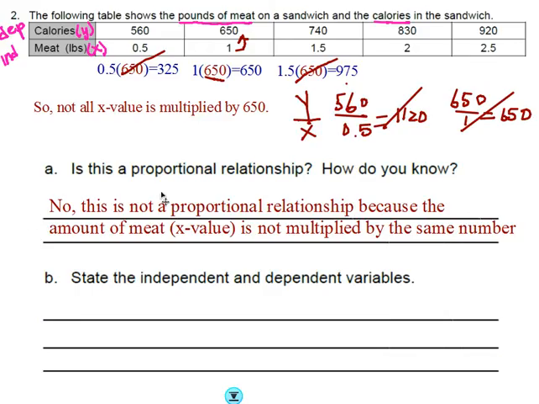I said, no, this is not a proportional relationship because the amount of meat, the x value, like 0.5, 1, 1.5, these numbers are not being multiplied by the same number to get the y value. 0.5 divided by 650 did not equal 560. 1 times 650 equals 650, so that worked. But it didn't work for the other ones. So this is not being multiplied by the same number, so it's not proportional.